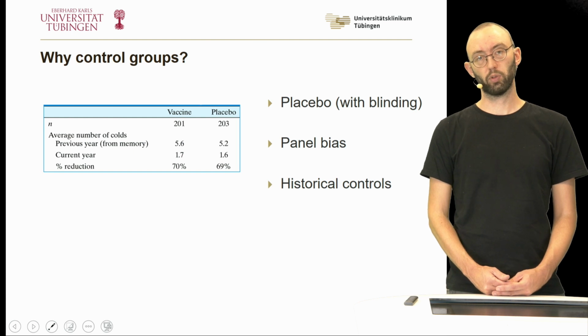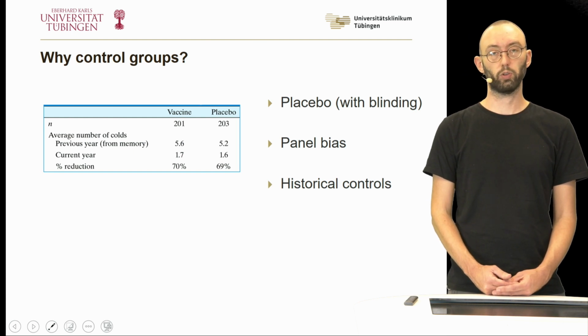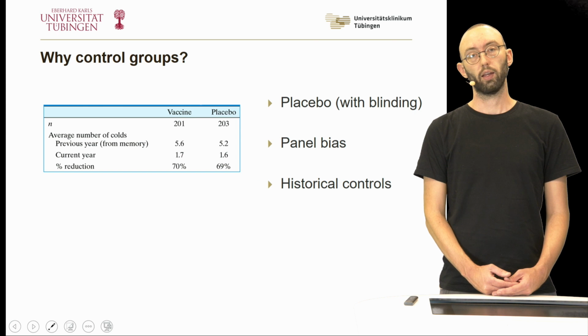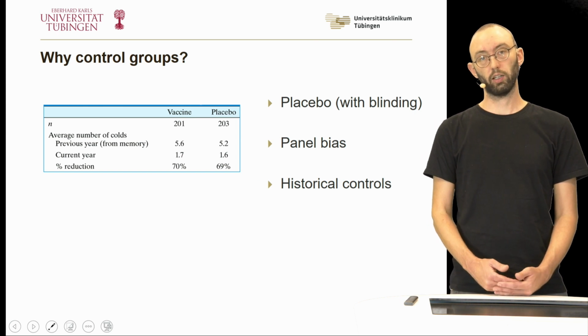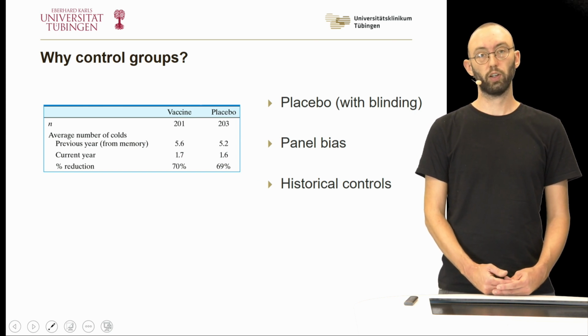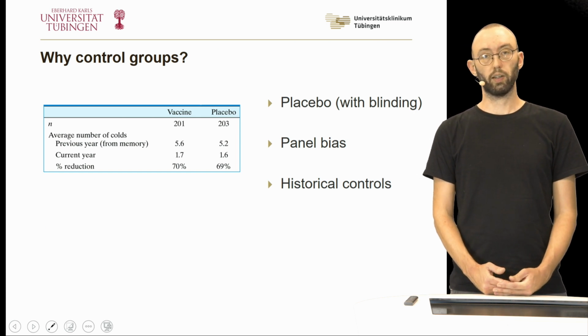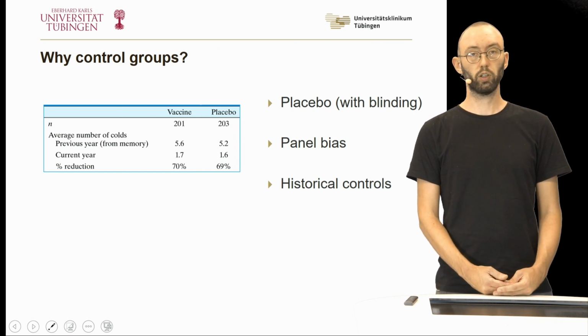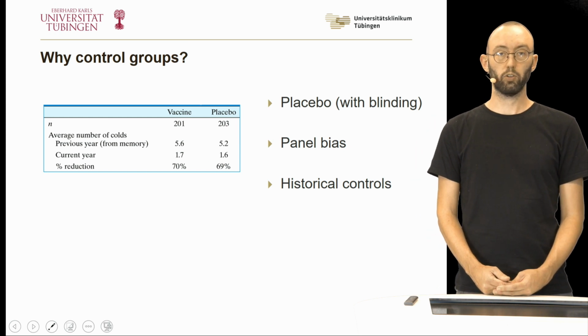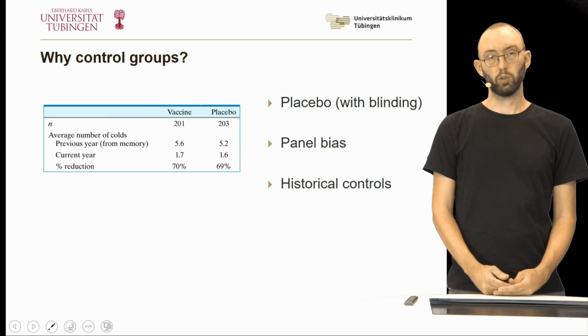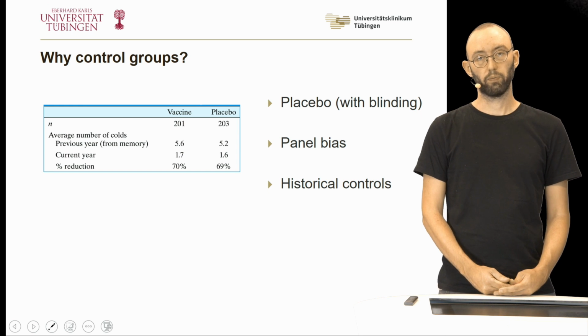There's also sometimes the possibility to use historical controls. Historical controls, for example, are used when you want to determine the effects of a new treatment or surgery in the clinic. And you compare, let's say, the life expectancy after a new treatment with the life expectancy of patients with the same syndrome that came into your clinic in the past 10 years.